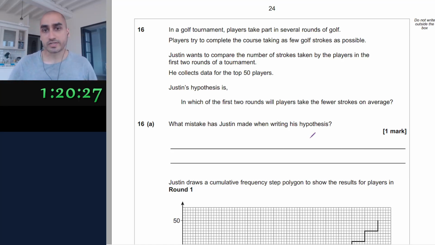Players try to complete the course taking as few golf strokes as possible. Justin wants to compare the number of strokes taken by the players in the first 2 rounds of the tournament. Collects data of the top 50 players. Justin's hypothesis is in what?